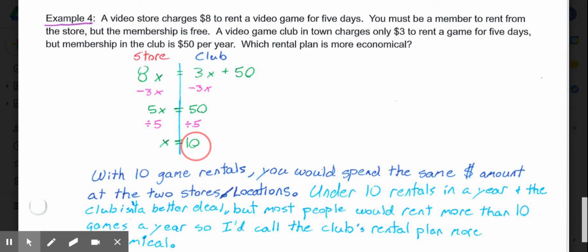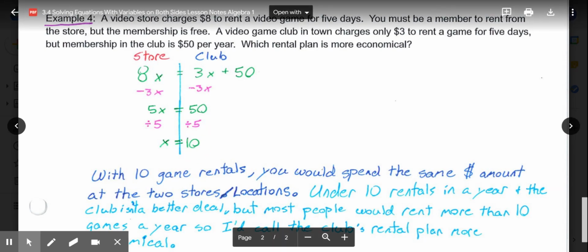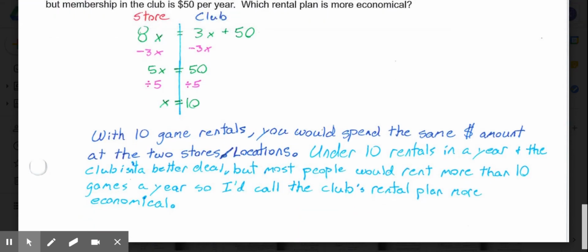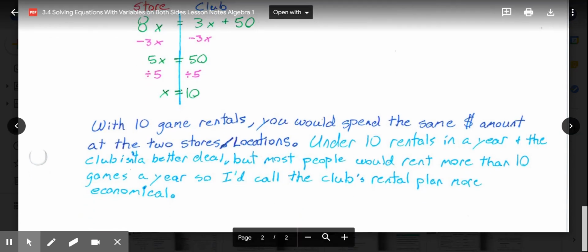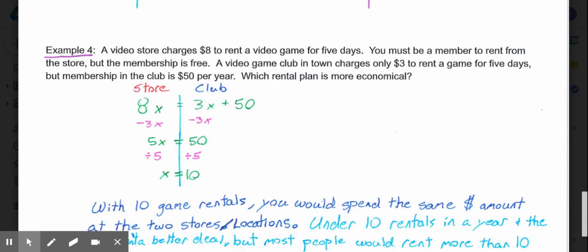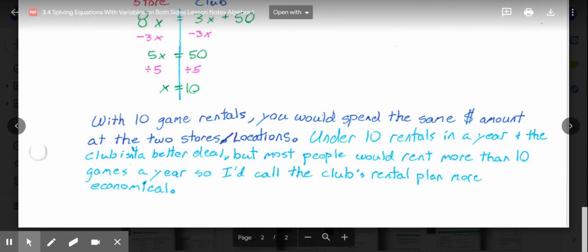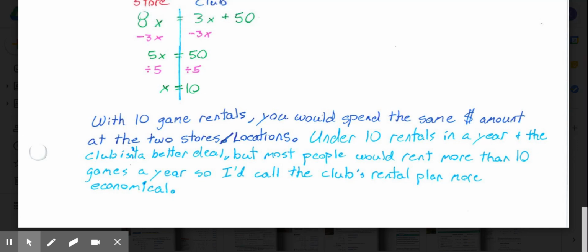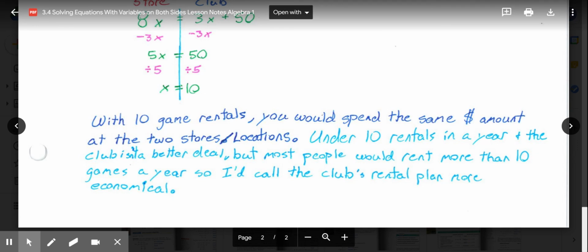So what that tells me is with 10 rentals, the two are equal. So the answer to this word scenario would be with 10 game rentals, you would spend the same dollar amount at the two locations, at the store or the club. Under 10 rentals in a year, and the club isn't a better deal. But when you consider there being 52 weeks in a year, and if each rental is 5 days, that would only be about 10 weeks roughly, not even, that you would be renting different games.